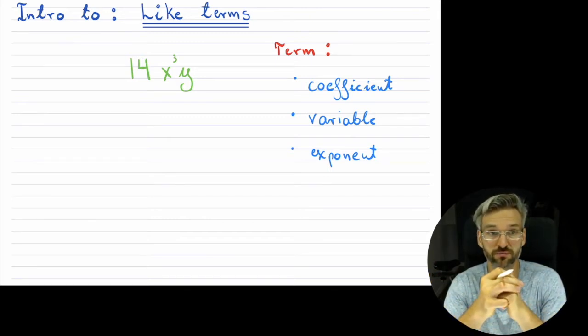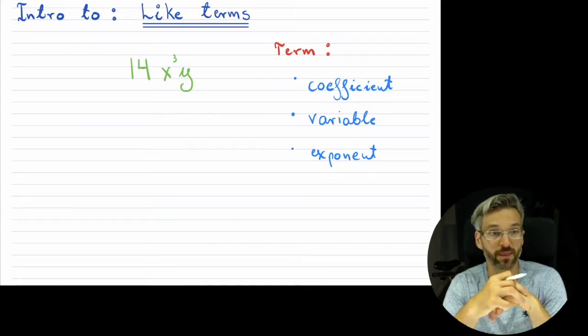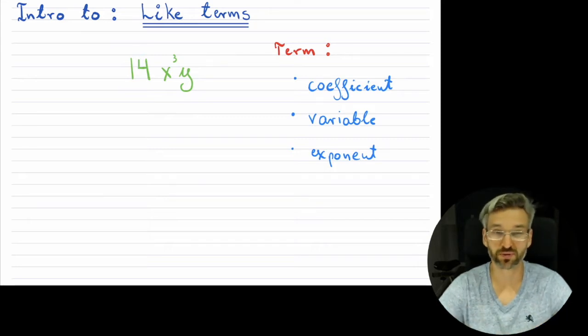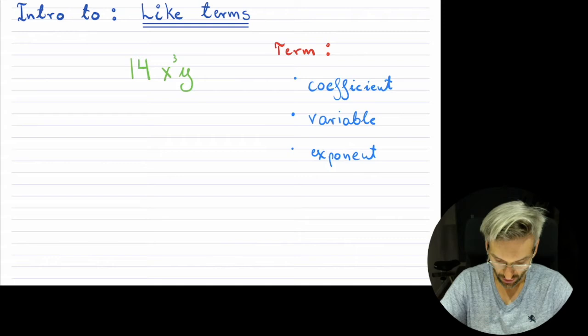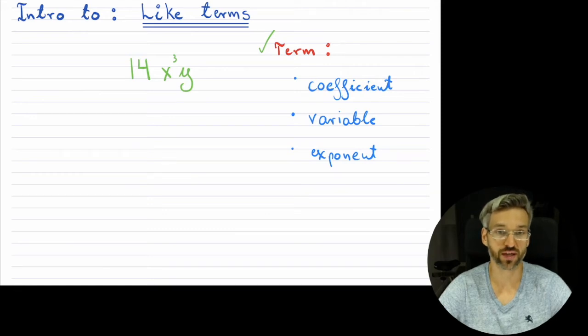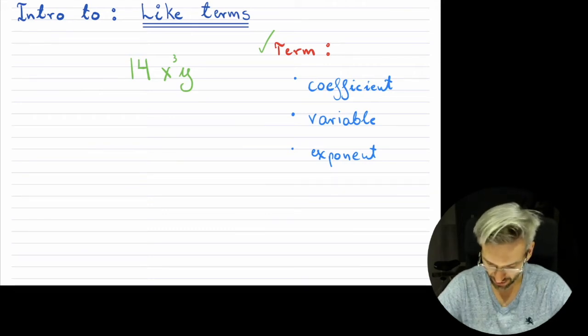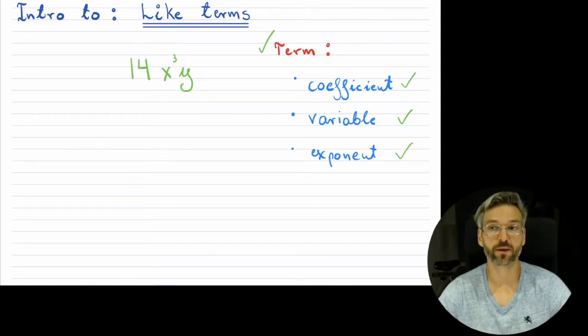So what you see here on the screen is basically 14x cubed y, and that is actually a term. Before we get into any like terms, what I want to talk about is what these actual terms are and what components they have. On the right hand side I've written that there's a coefficient, there's a variable, possibly more than one variable, as you can see here, x and y, and our variables may actually have an exponent on them. So these are the three key things of any term.